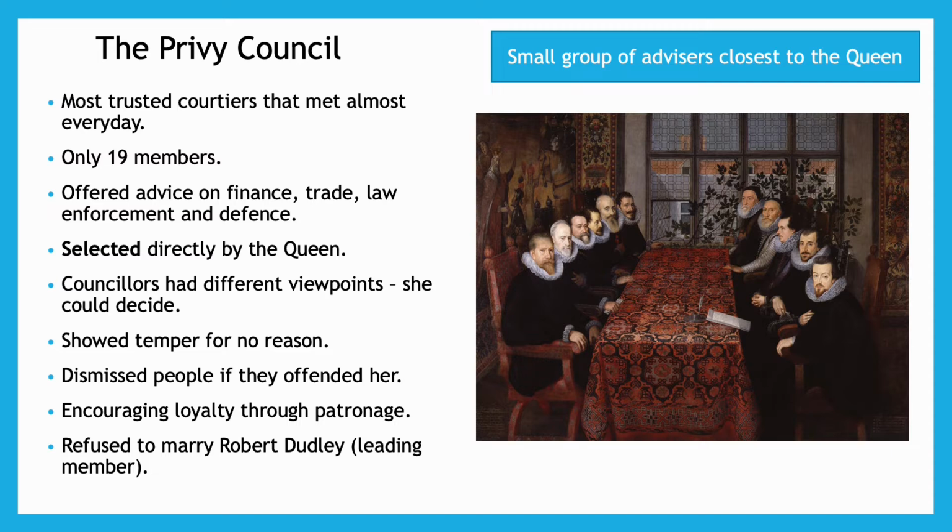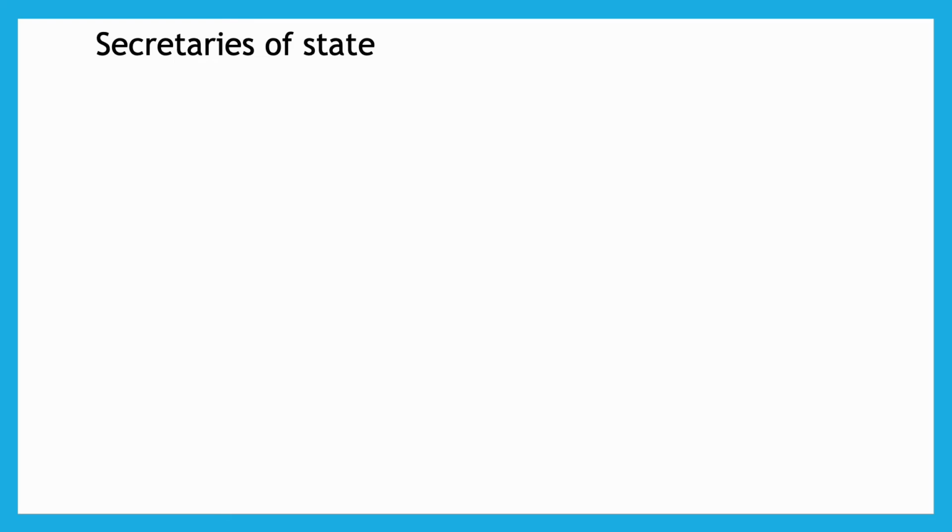She'd often show a temper for no reason to exert her control. She could dismiss people if they offended her. She encouraged loyalty through patronage, as we mentioned before. And she refused to marry Robert Dudley, who was a leading member of the Privy Council. This is how she tried to avoid problems that previous Tudor monarchs had when certain councillors got too much power. She wanted to control that.